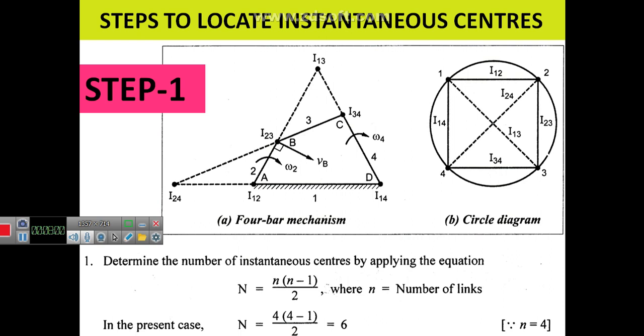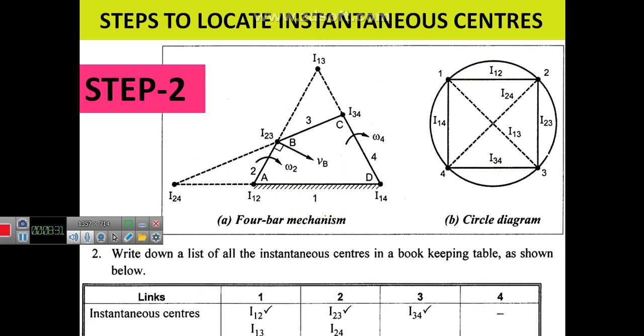Then coming to the calculation, when you go for finding the velocity of a link, you have to follow some steps for finding some basic terms. In step 1, you calculate the number of instantaneous centers using the formula N equals n into n minus 1 divided by 2. For the 4-bar arrangement, that is 4 into 4 minus 1 divided by 2. Finally you get capital N as 6. So totally 6 instantaneous centers you are going to achieve.